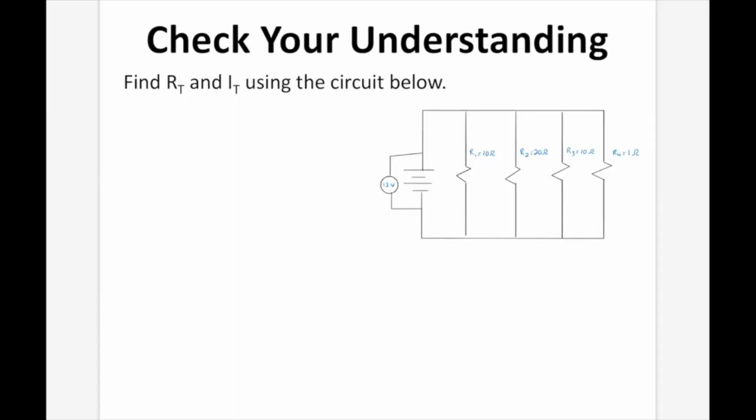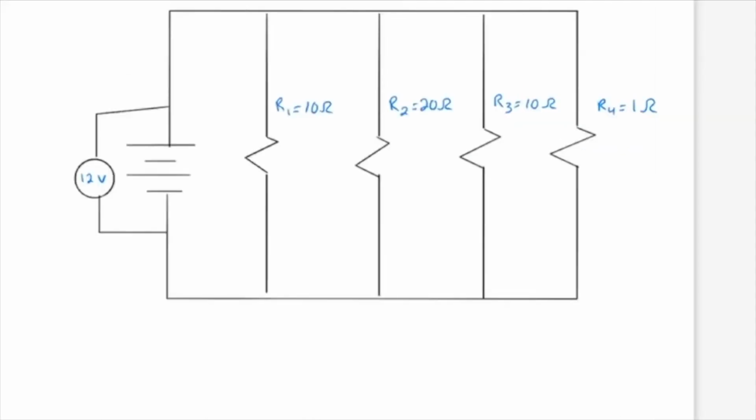So the first thing we need to do is take a look and see what kind of circuit it is. It is a parallel circuit. Since it's a parallel circuit, and we know the voltage is 12 volts across the battery, V1 will equal 12 volts. V2 will equal 12 volts. V3 will equal 12 volts. And V4 will equal 12 volts.